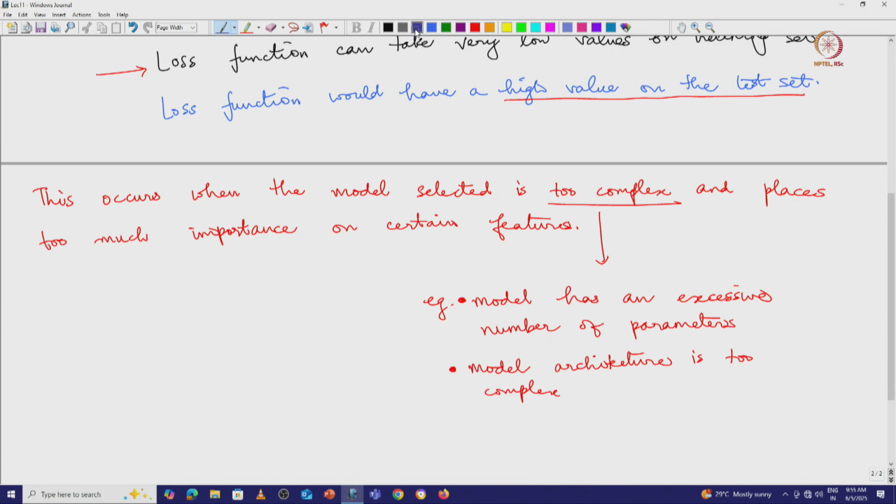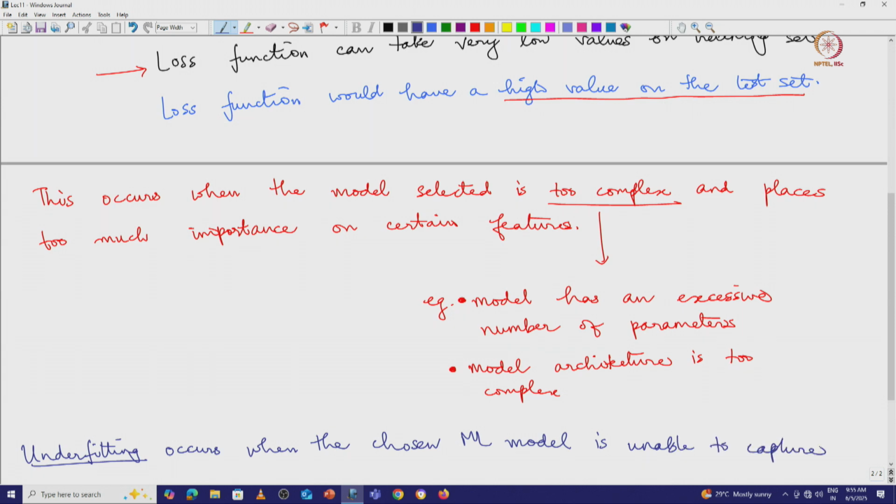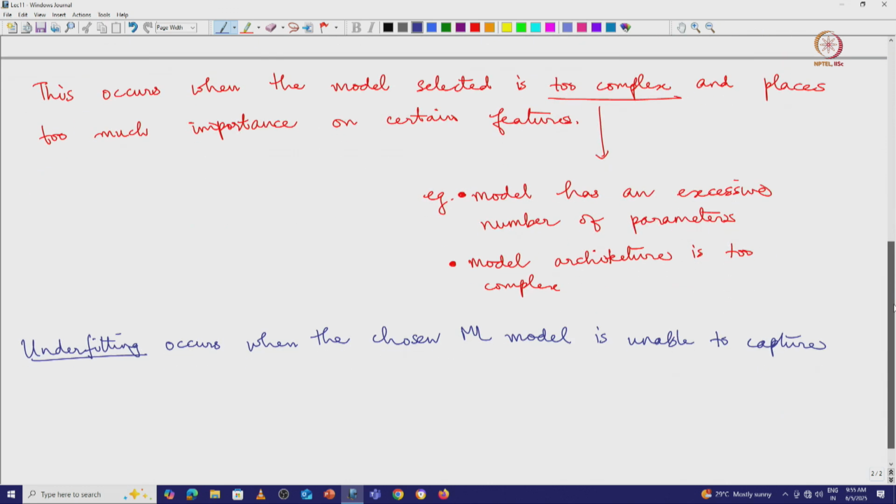So the opposite of overfitting is underfitting, and that happens when the model does not have sufficient complexity. This occurs when the chosen ML model is unable to capture the variations in the data.